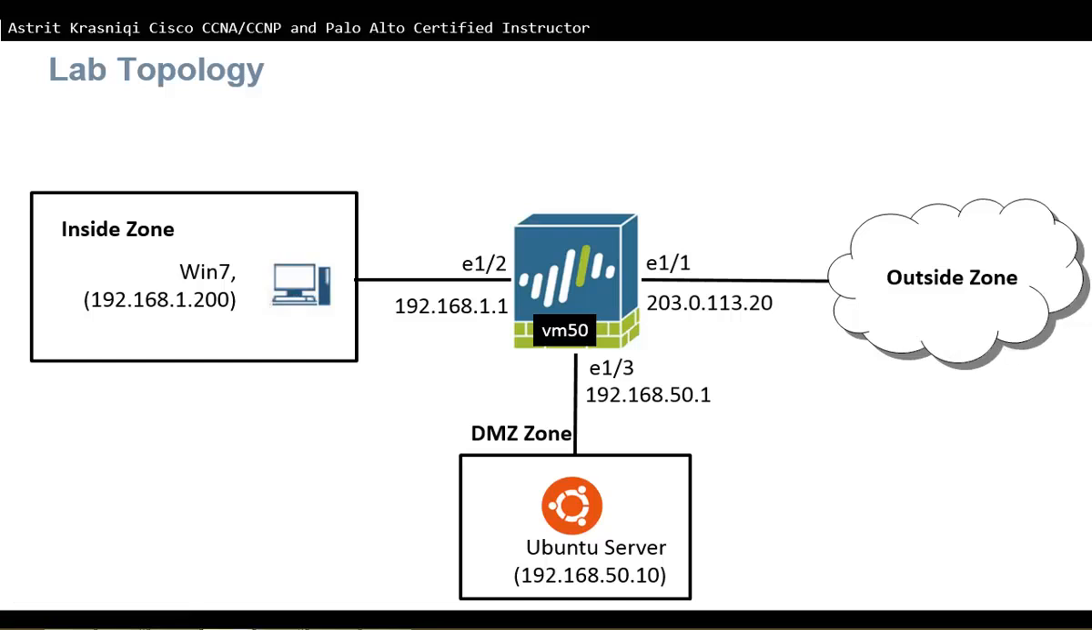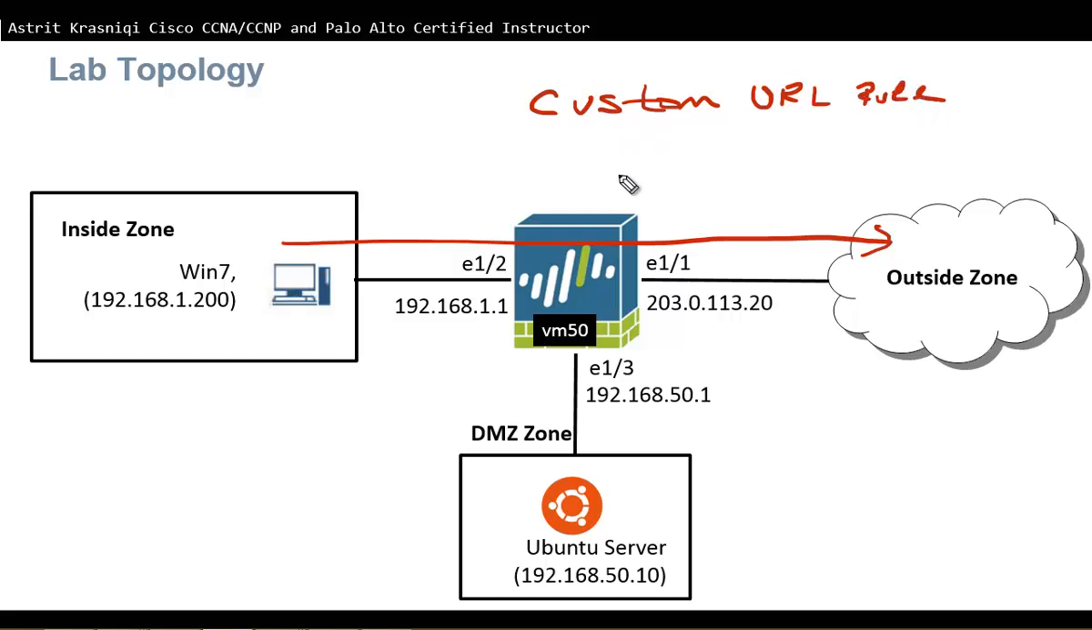So this is the lab topology that we'll be using to demonstrate URL filtering for you. We already have a security policy rule that allows the inside zone users to access the outside zone. But what we're going to do is clone that, and I'm going to create a custom URL rule that will say if you're trying to access some news sites, for example, we are not going to allow the traffic, right? And we're going to bring those sites into our firewall.